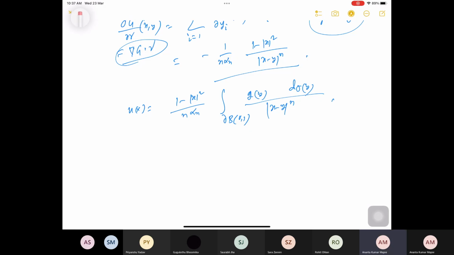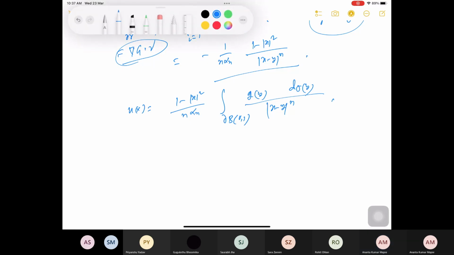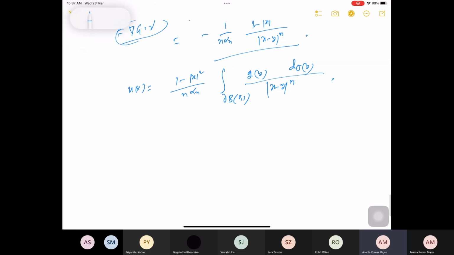Okay, so if you solve this problem, if you define your u, then you solve this problem. If u is in C2(B) intersection C of B closure and solves this problem, then it satisfies this equation. Okay, so now you can check by yourself.